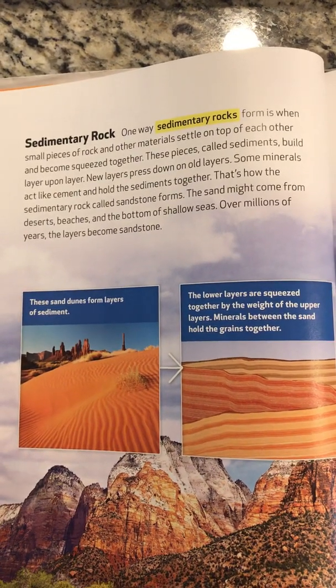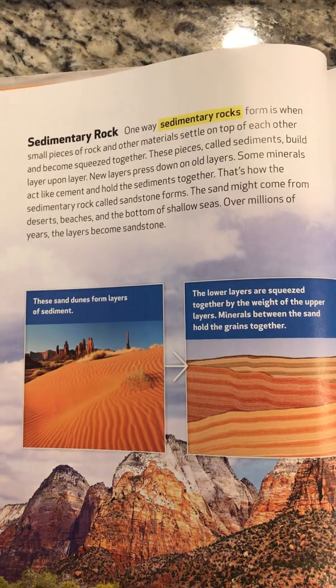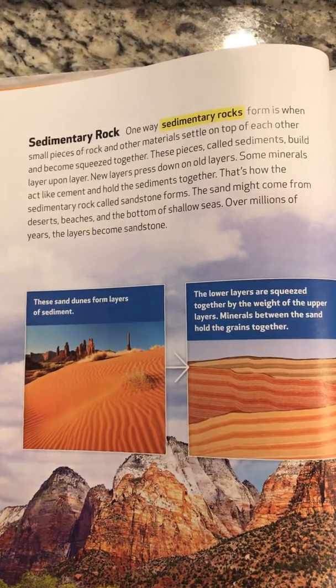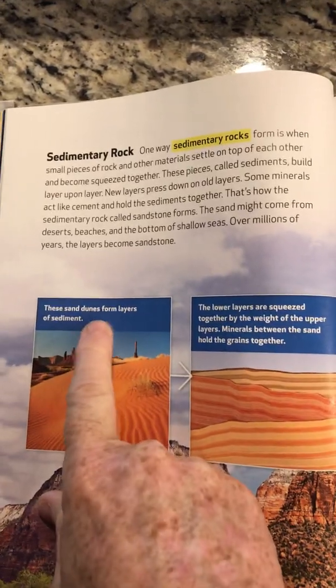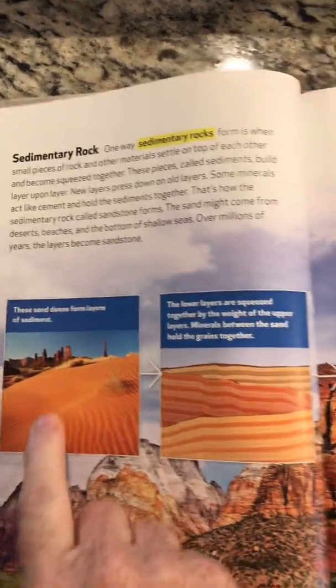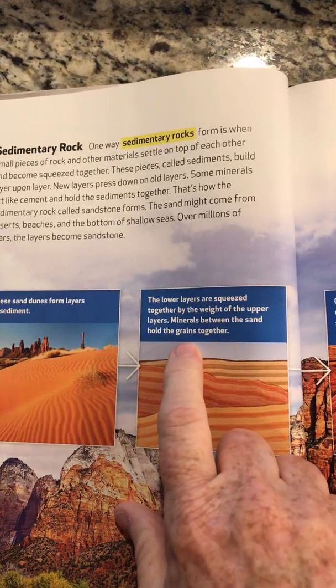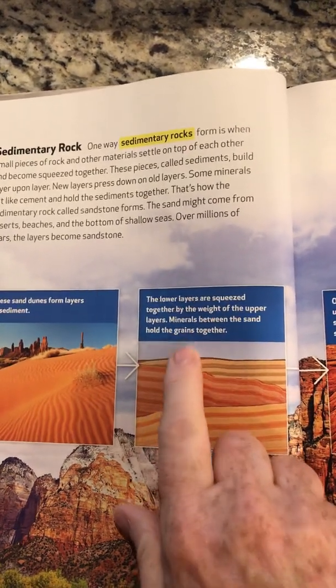The sand might come from deserts, beaches, the bottom of shallow seas. Over millions of years, layers become sandstone. So it says these sand dunes come from layers of sediment. The lower layers are squeezed together by the weight of the upper layers. Minerals between the sand holds it together.